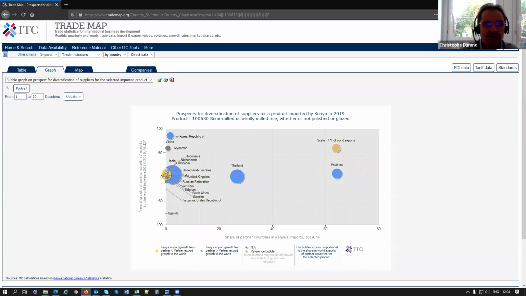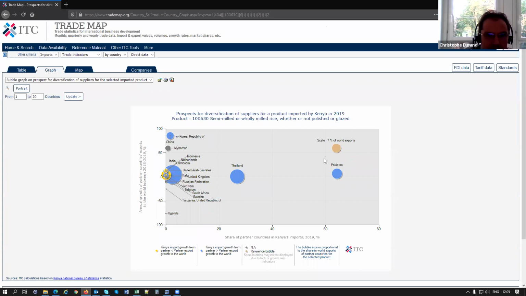Right. And lastly, the size of the bubble represents how big the country is in the world exports in 2019. As a reference, you have a scale over here. The brown bubble tells you that a bubble of that size represents 7% of the world exports. Right. So these are the three kinds of information that we can quickly see in the graph. So how to analyze this?